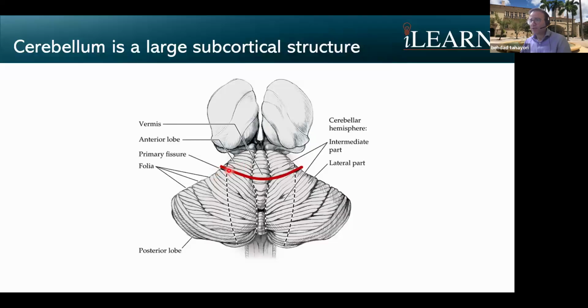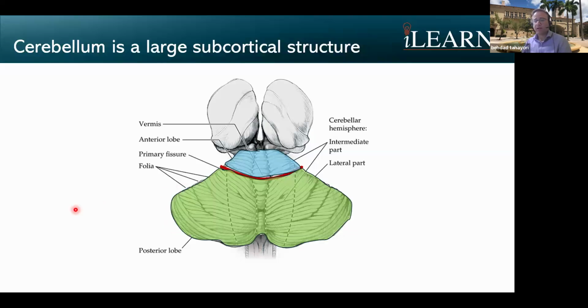Because of this fissure, we can define two anatomical lobes in the cerebellum. This is the anterior lobe, and then you would see a bigger part, which is called the posterior lobe. I've highlighted them. And why do we call them anterior and posterior? This is a convention that we use. We should use dorsal, caudal, ventral, etc. But when it comes to the cerebellum, they have adopted the terminology anterior and posterior.